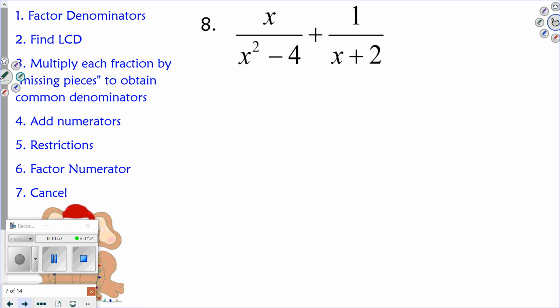All right. So x over x squared minus 4 plus 1 over x plus 2. So step 1, factor denominator. Either of those factor? My favorite. Right? This one's x plus 2, x minus 2.